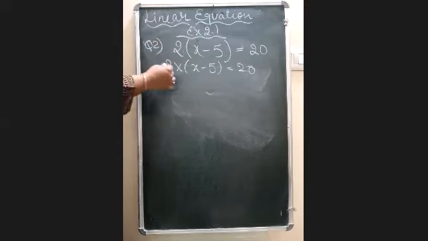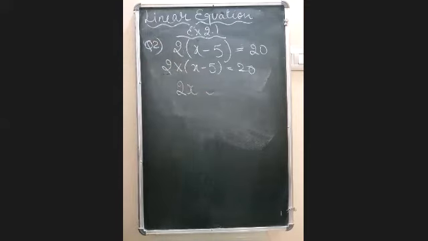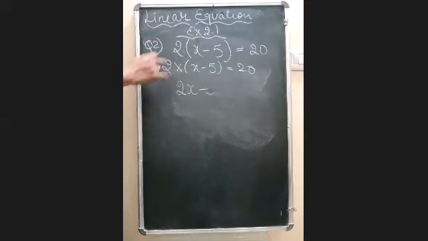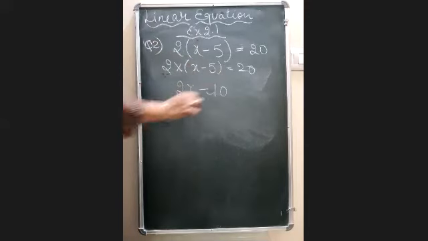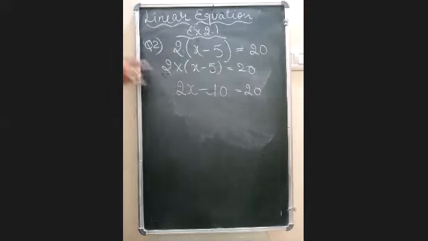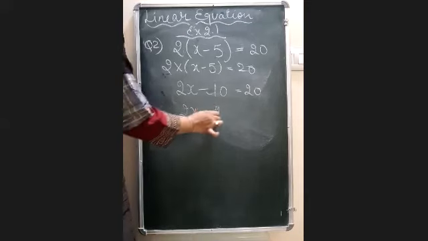How will you open? 2 will be multiplied with x, which will give you 2x. Then the sign of minus will remain minus only. Then 2 into 5, which will give you here 10. Then is equal to 20. Now this question has become just like the previous question, जो अभी हमने इसके पहले किया था, just तुरंत, ठीक है. So this question will become like 2x is equals to 20.